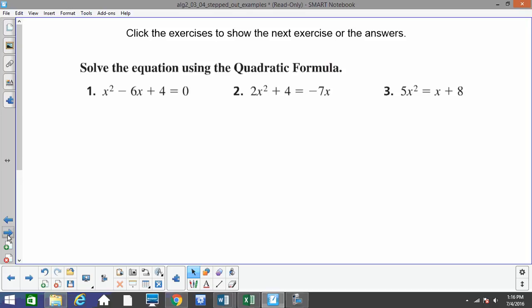All right, take a second, solve these. I will give you a hint on number 2. That's going to be 2x squared plus 7x plus 4. The way you put it in order, it needs to be standard form, so your x squared, your x, and then your constant. Go ahead and pause, and in a few seconds, I'll show the answer.